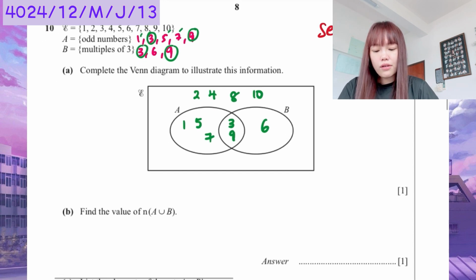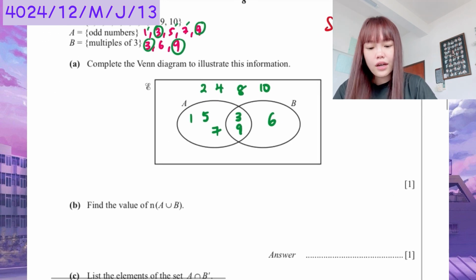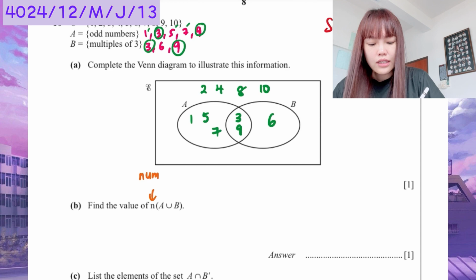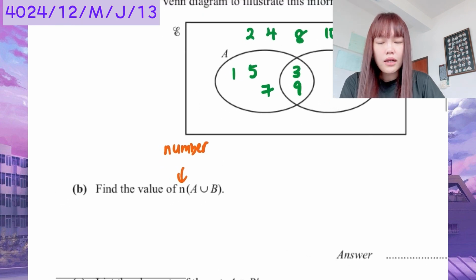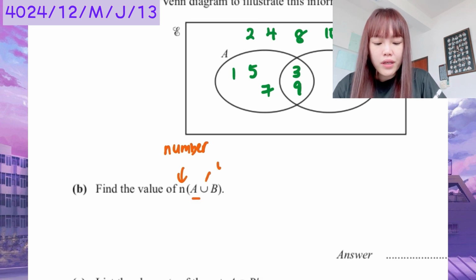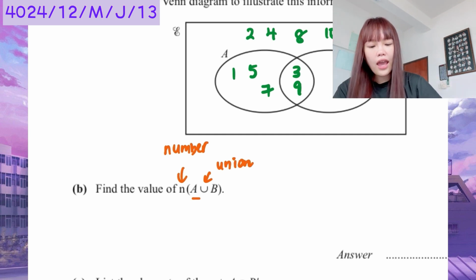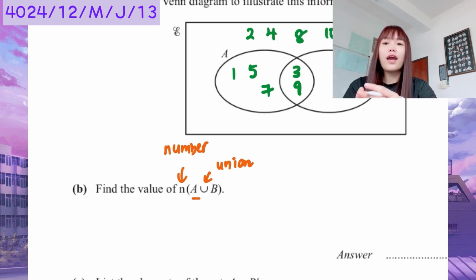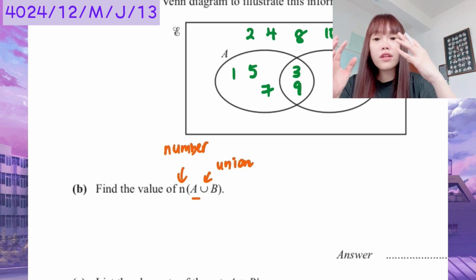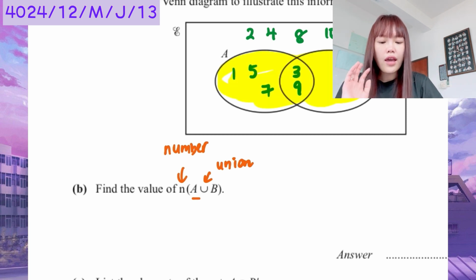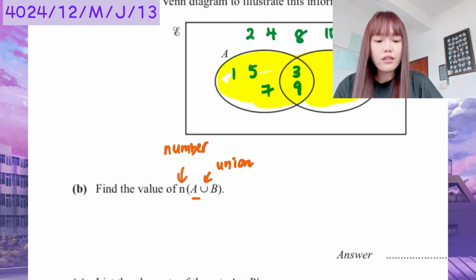Okay, and now let's look at part B. Part B here we have n. This is n, it means number. The number means how many of A union with B. This is the symbol of union in sets. Union means everything. A union with B means everything in A together with everything in B. So everything of A and everything of B is basically this. Okay, I try to highlight this one and this one. This is basically A union with B, the part that I shaded here with this highlight.